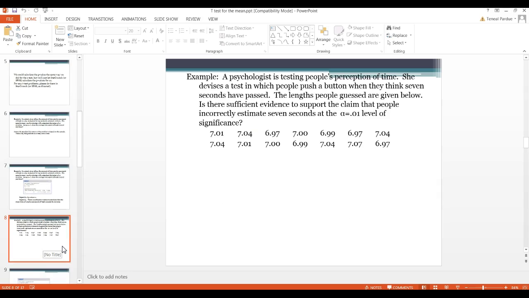For our second example, let's look at when you've got data instead of summary statistics given. In this example, a psychologist has given a bunch of people a test where they're asked to push a button when they think 7 seconds have passed. And these are the actual lengths of time that they picked. And we want to know, is there sufficient evidence to conclude that their estimates are off, that they're different from 7 seconds. That would be less than or greater than 7 seconds either way.